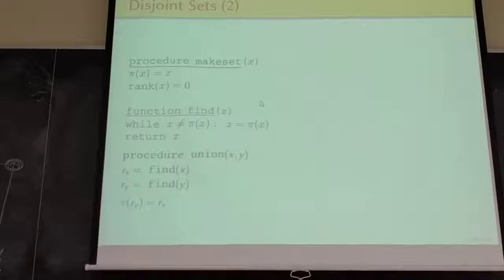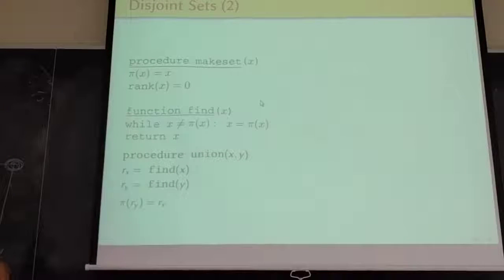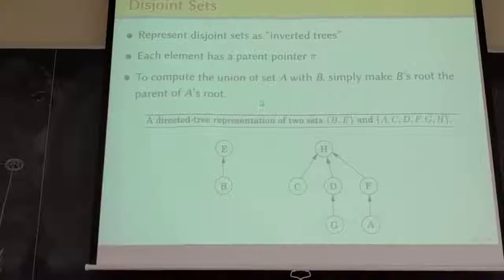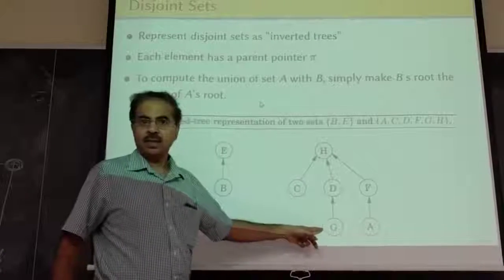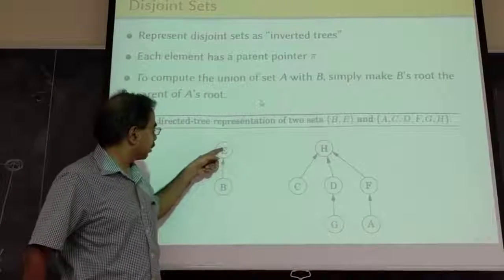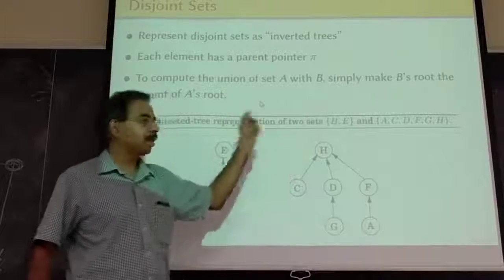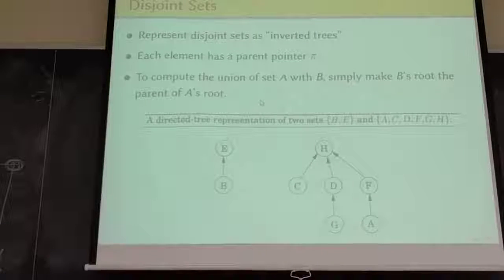And then you have this union procedure. So if you want to union two sets x and y, you realize that when you try to union, in this example, you might say union B and G. What you need to do is find essentially the root of the set containing B and the root of the set containing G, and then make a pointer from one root to the other.